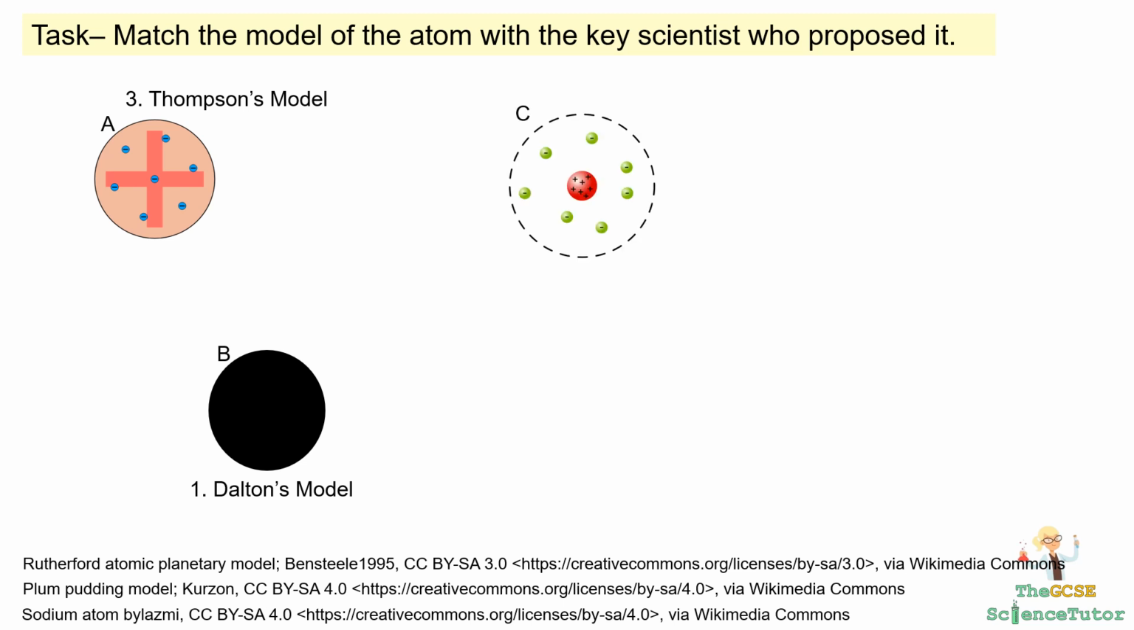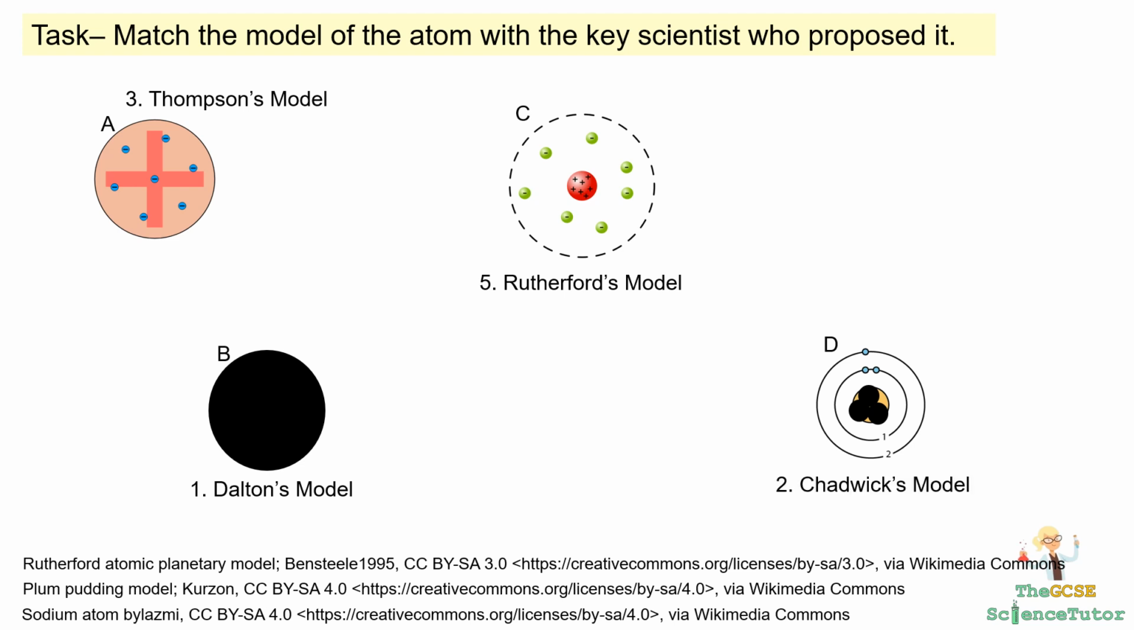So A was the Thomson's model, or the plum pudding model, which had a ball of positive charge with embedded electrons. B was just a round sphere, and we call that Dalton's model. C was the Rutherford nuclear model, which was proposed after the alpha scattering experiment. D is Chadwick's model, where he discovered the neutrons in the nucleus. And finally, we also had the Bohr model, where he proposed that electrons were not all over the atom, but in discrete, individually fixed shells.